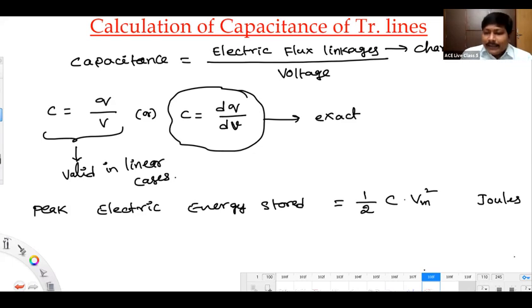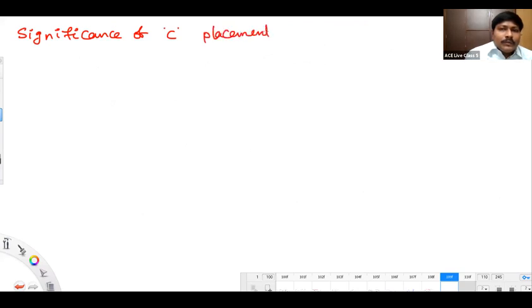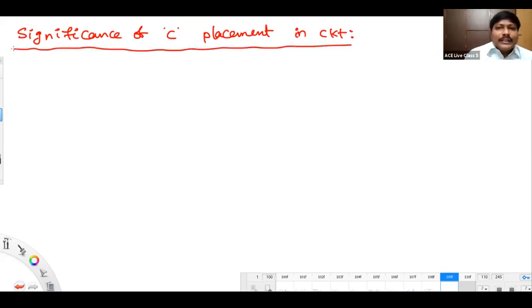So next we are going to write up the significance of capacitance placement in the circuit. Placement in the circuit means you have to understand why we are keeping that capacitor in the equivalent circuit. That's the question. Why? Can anybody tell me what's the reason for keeping that capacitor in the equivalent circuit?